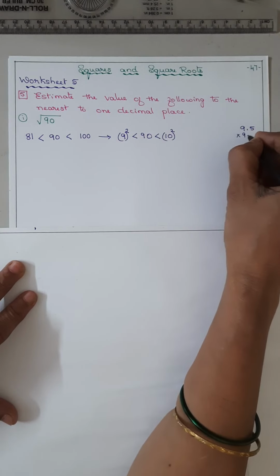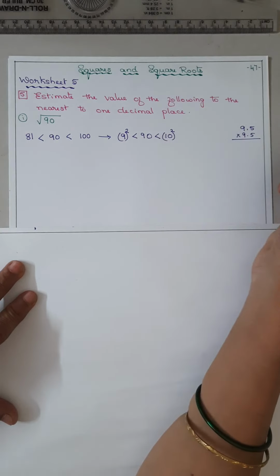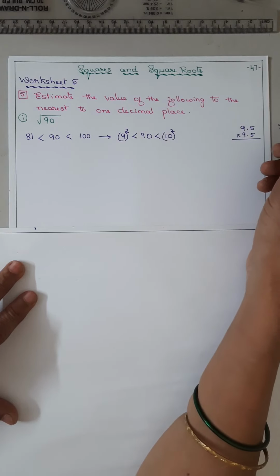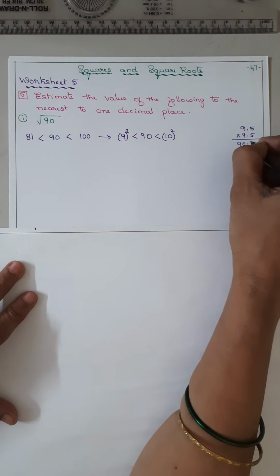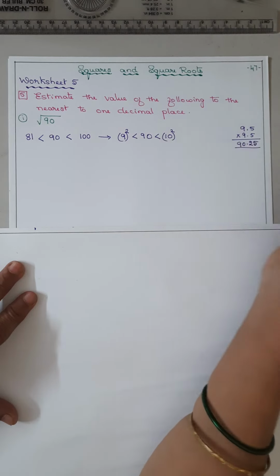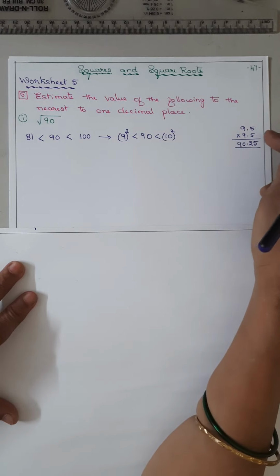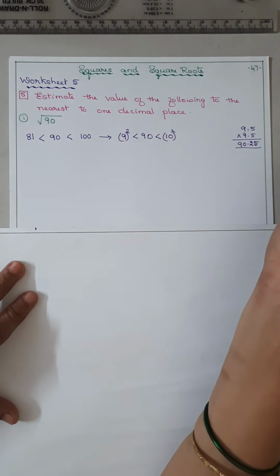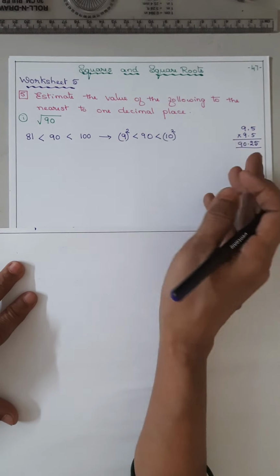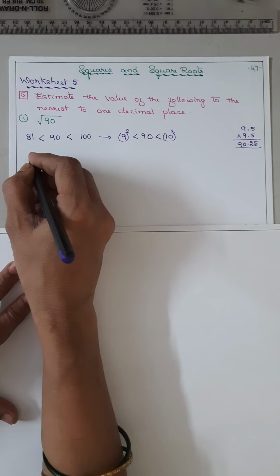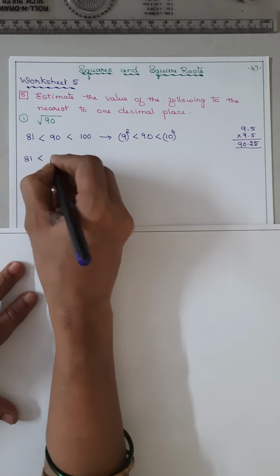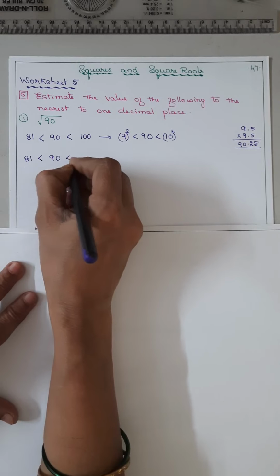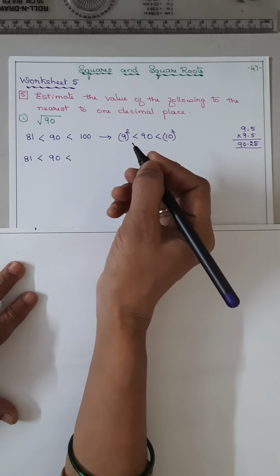So multiply and see, 9.5 into 9.5. It will be 90.25. So 9.5 squared will be 90.25. Means it is to the right side, isn't it? 90 से बड़ा है. तो हम इधर क्या लिखेंगे? 81, 90, isn't it?